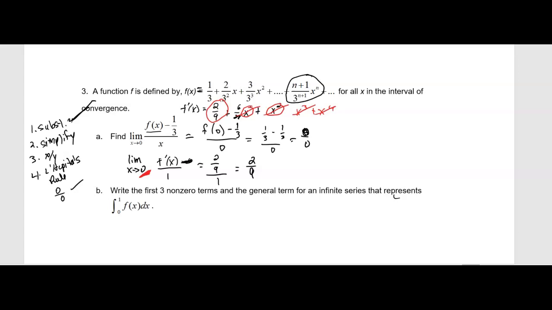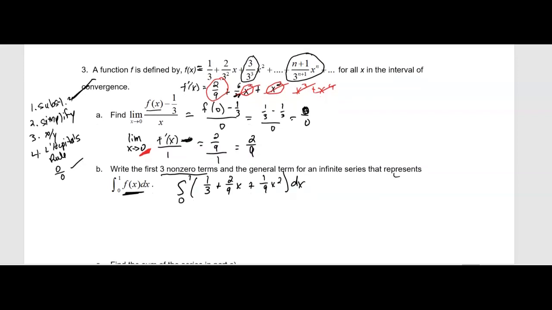So what we're going to do, though, we want the first 3 non-zero terms. So we're going to set up this problem 0 to 1. We want to do f of x. So if we want the first 3 non-zero terms, we're going to have our 1/3, our 2, I'm going to go ahead and simplify this, 2/9 x. And then over, think about what this would be. It's 3 over 27, which is 1/9. And then x squared.